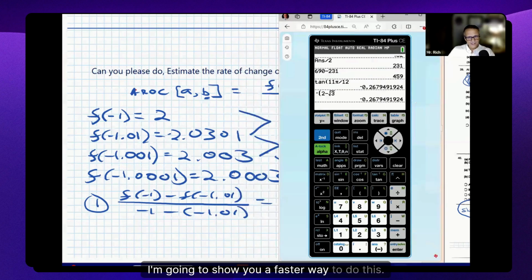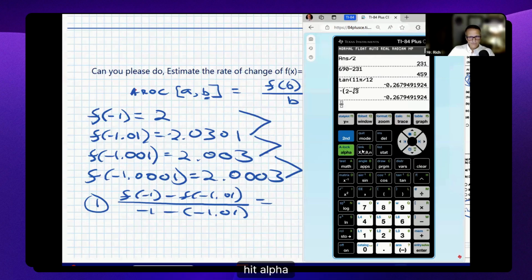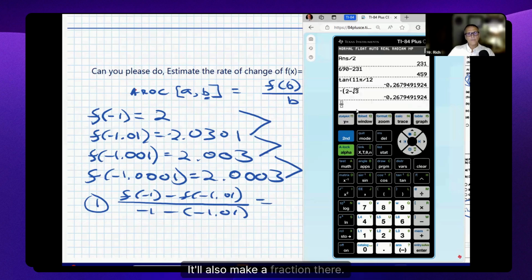I'm going to show you a faster way to do this, by the way. I'm showing you how a lot of teachers want to see the work on a test. But before I call alpha F4, I want to make a fraction. So I hit alpha and this link. If you don't have a color TI-84, you would do alpha F1. I'll show you what I mean. If I clear this, I can also do alpha F1 and it brings up this menu, and I hit enter, it'll also make a fraction there.